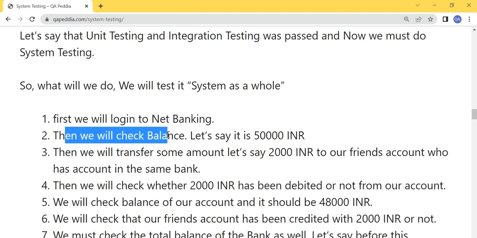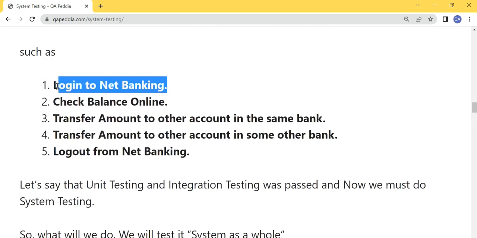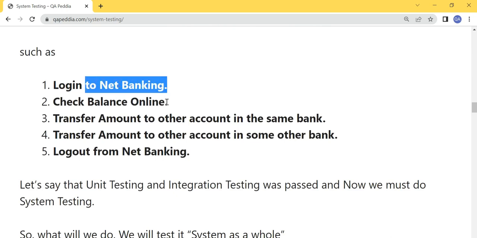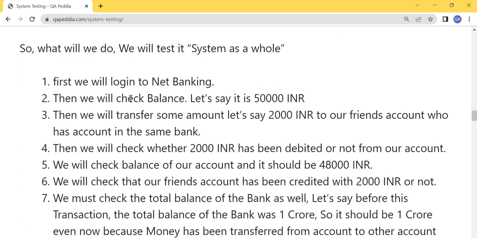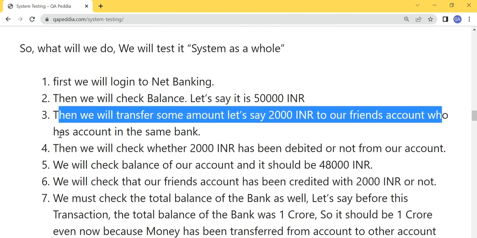Then we are going to check the balance. So suppose this is the balance. So what did we do? First we have tested this module. Then we have tested this module, but we have tested in a row, in a continuous manner. So we are testing integration as well between these two. Okay. And after checking our balance, suppose we have transferred some amount, 2000 rupees, to our friend's account who is having account in the same bank.